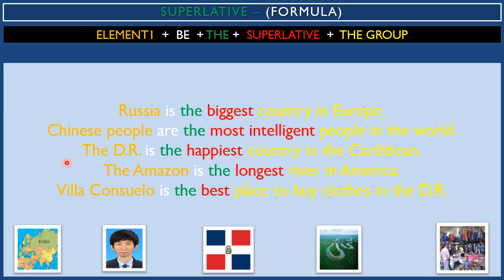Now, number 3, the DR is the happiest country in the Caribbean. In the Caribbean, we have a lot of different countries. For example, we have Puerto Rico, Haiti, the Dominican Republic, Jamaica, we have more countries. But from all the countries that we have in the Caribbean, in this group of countries, there is one that is superior in happiness, and it is the Dominican Republic. That's why we say the Dominican Republic is the happiest country in the Caribbean, in the group of countries. The next one, the Amazon is the longest river in America.